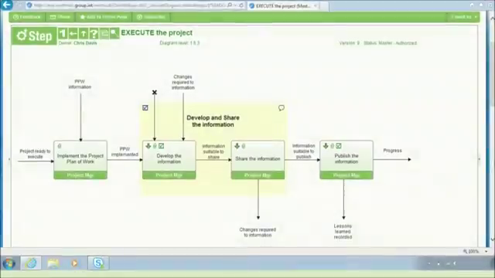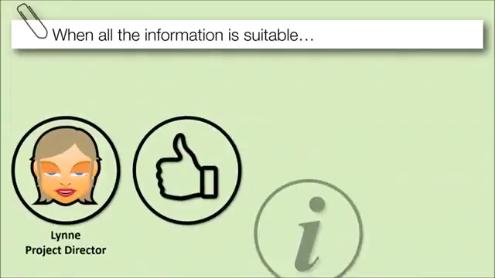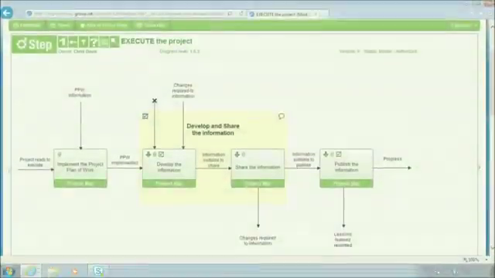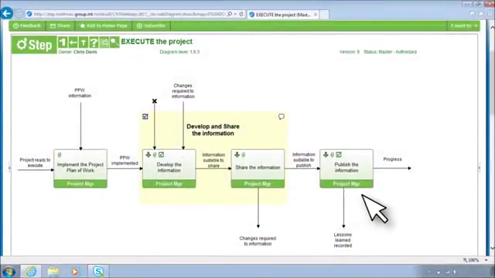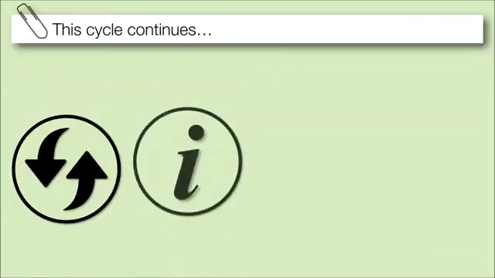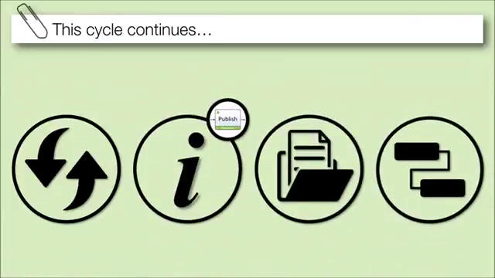Jess manages the progress of each information package through the develop and share stages until they are at a suitable point to be issued to Newco. When Lynn is satisfied that all the information in a work package is suitable for its intended purpose, she confirms it can be published. Jess ensures that the necessary records of information published are retained. This cycle continues until all the required information has been published in work packages, as defined in the project plans.